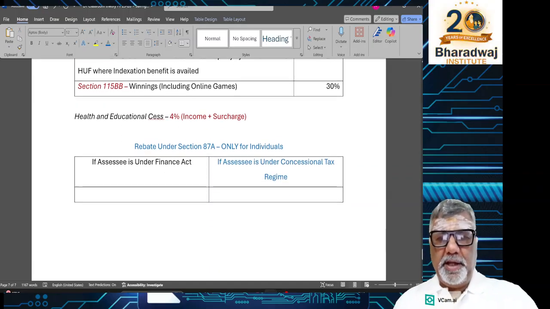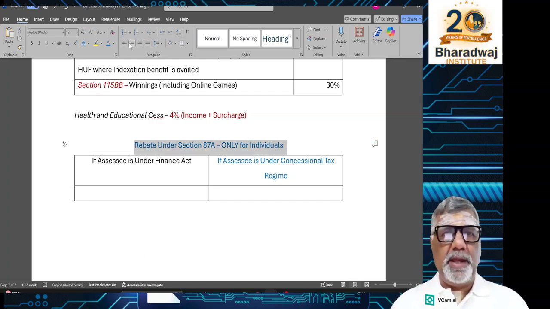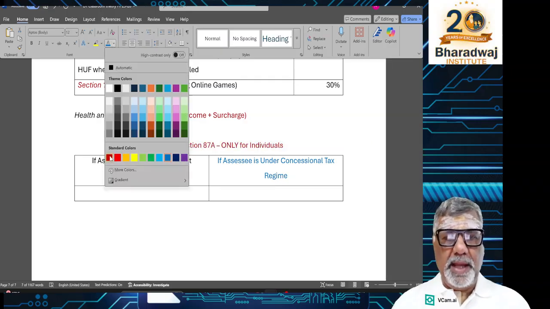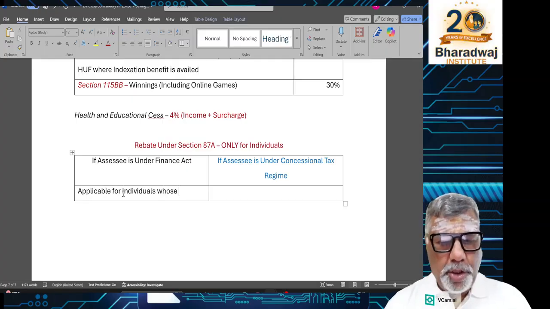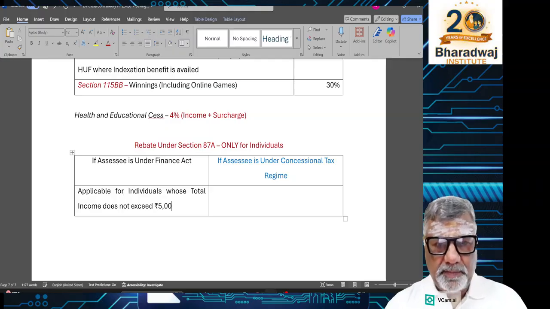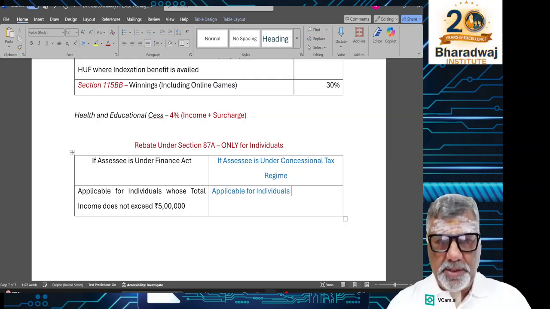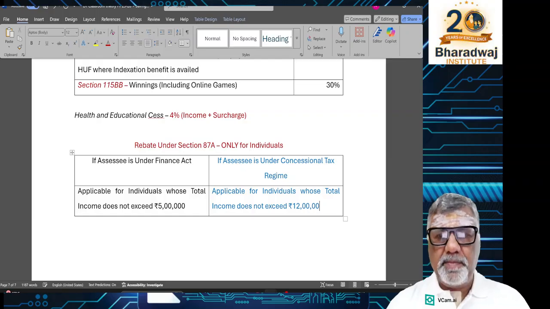I'm putting the second part in blue, the 115BAC, because there is an amendment to that. Under the Finance Act, it is applicable for individuals whose total income does not exceed rupees 5 lakhs. Under the concessional regime, applicable for individuals whose total income does not exceed rupees 12 lakhs.